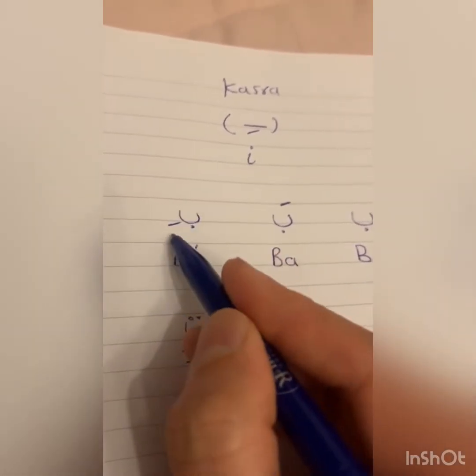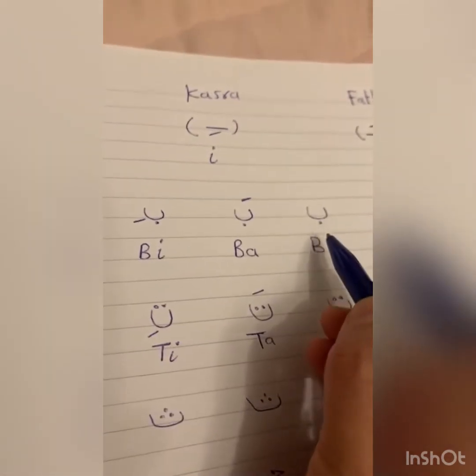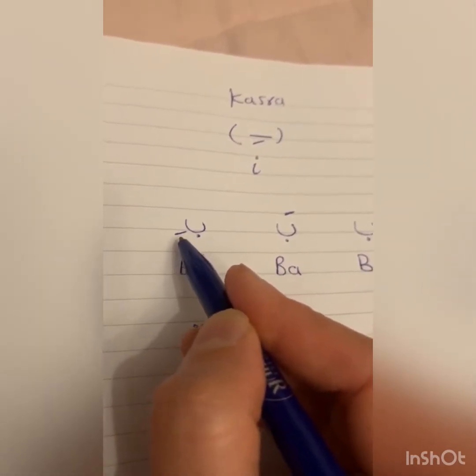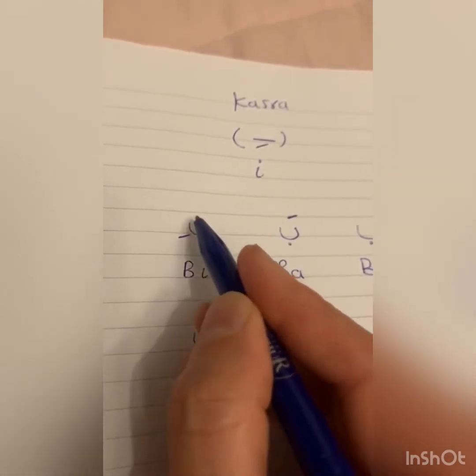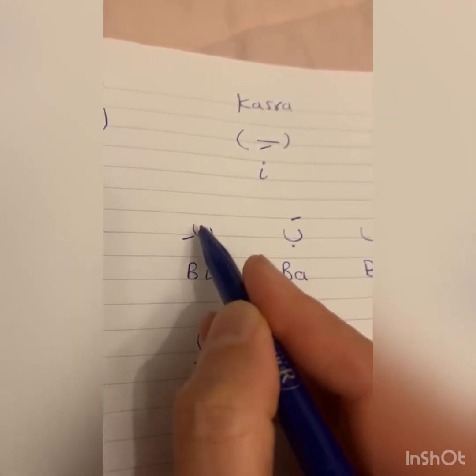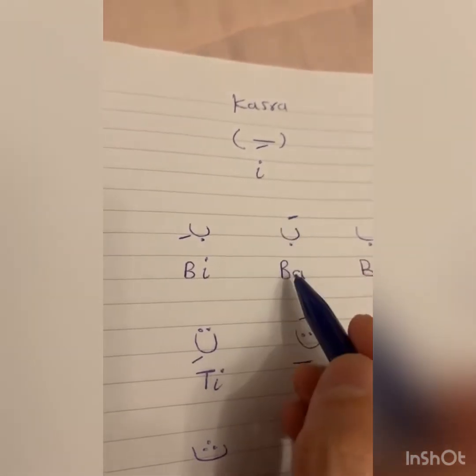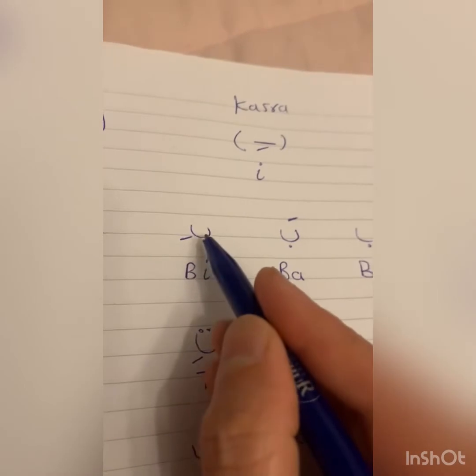So how do you read this letter now? You don't say b by itself, you say bi. Why? Because ba is not by itself. It comes with the vowel sign of kasra, so you have to say bi. Ba fatha ba, ba kasra bi.